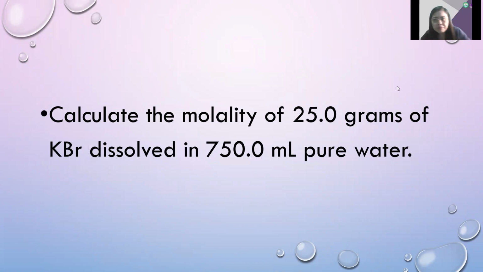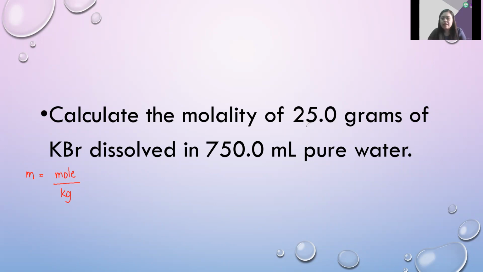So let us have an example. Sample problem about molality. We have here number 1, calculate the molality of 25 grams of potassium bromide dissolved in 750 ml pure water. Wait, let me write on the screen. Do not forget our formula, molality, small letter m, is equal to moles of our solute divided by kilograms of our solvent. This is for the solvent, because molarity is liters of solution. This one is kilograms of solvent only.